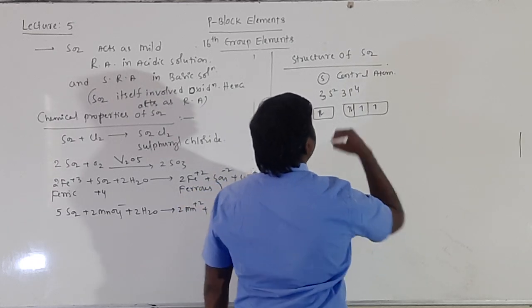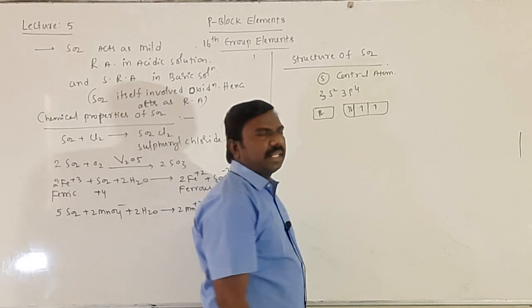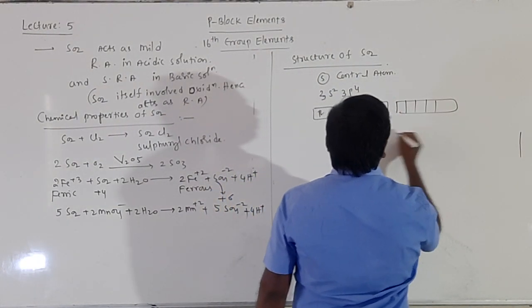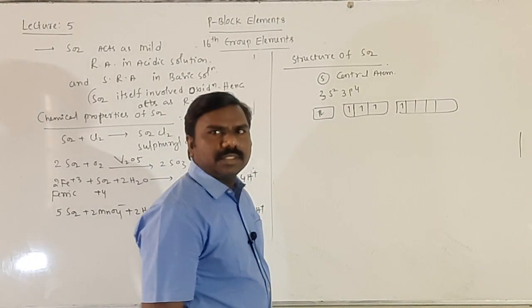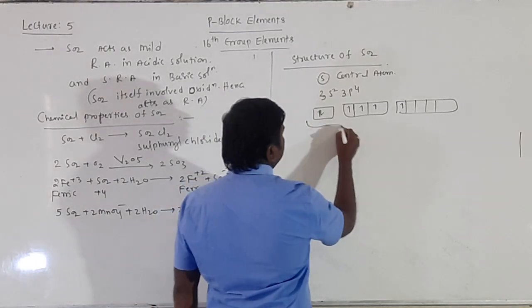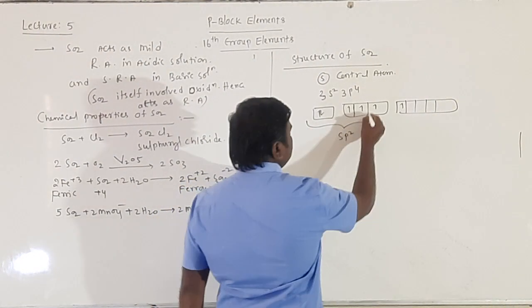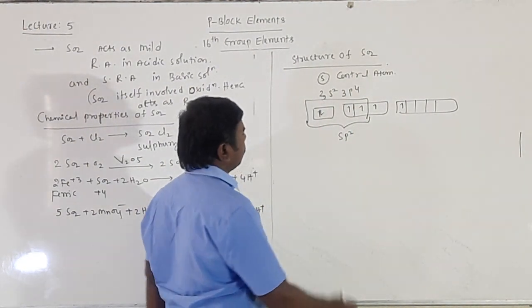So in the excited state, one will jump to the next level, which is D. 1, 2, 3, 4, 5. This will be shifted to here. Okay, students. Then this undergoes sp2 hybridization. These three are undergoing hybridization, 3 sp2 hybrid orbitals.